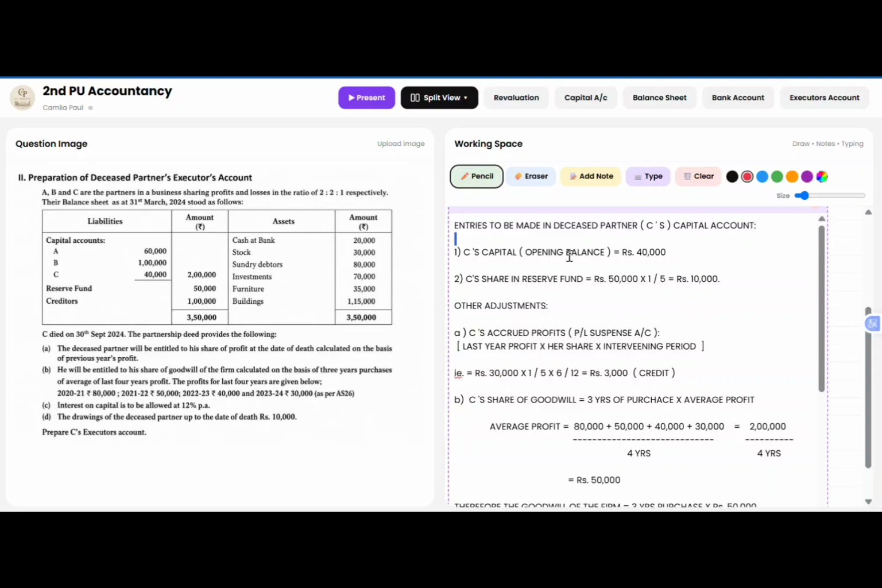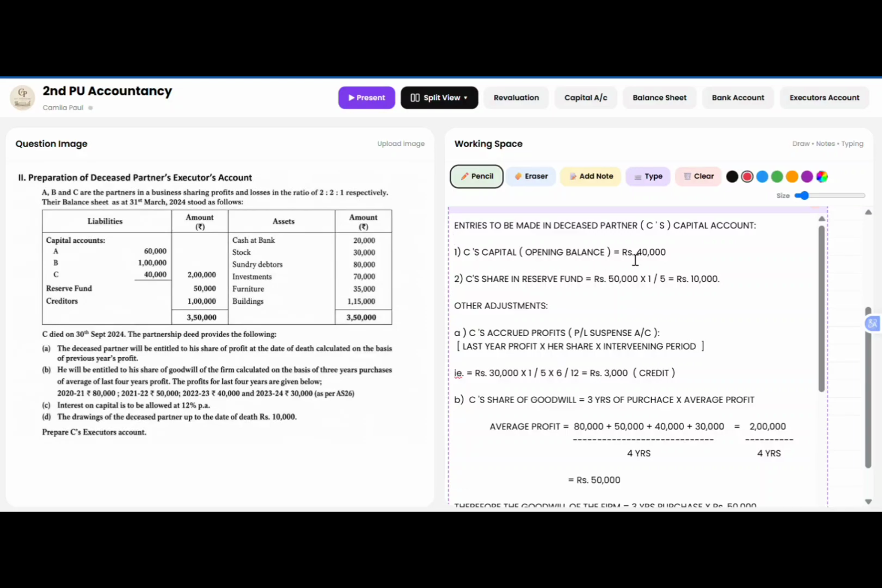First we have to take from the balance sheet the capital of C and the share from the reserve fund, whether it is given or not in the adjustments. These are the two entries which have to be taken to the deceased partner's executor's account. So first is C's capital, that will be the opening balance of the executor's account, which will be 40,000.